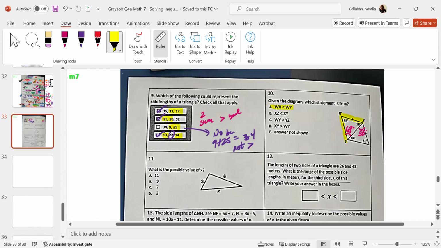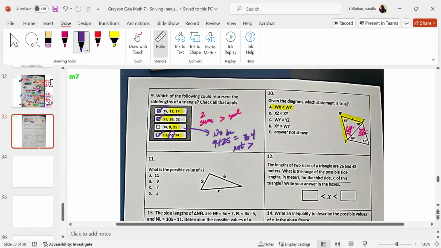Now, what angle is opposite of WY? Is that true? Is WX smaller than WY? Because 50, why? How do you know that? What's WY again? What's W? There's no 57.